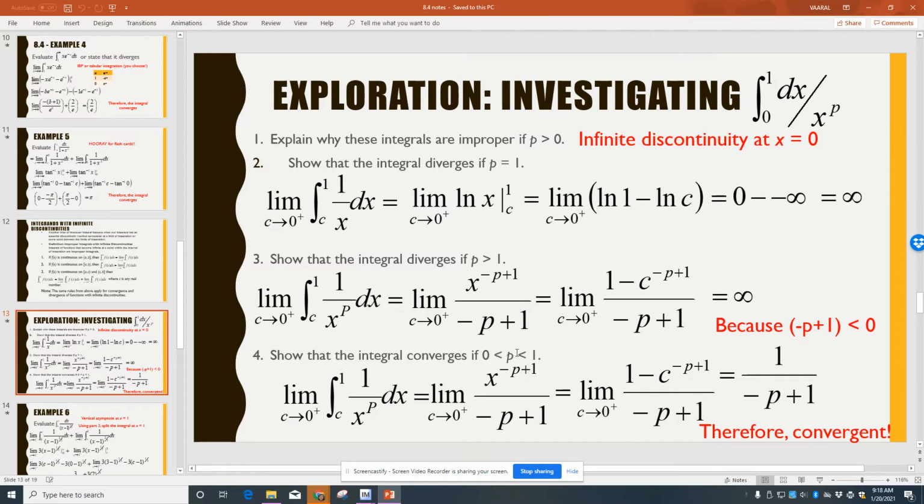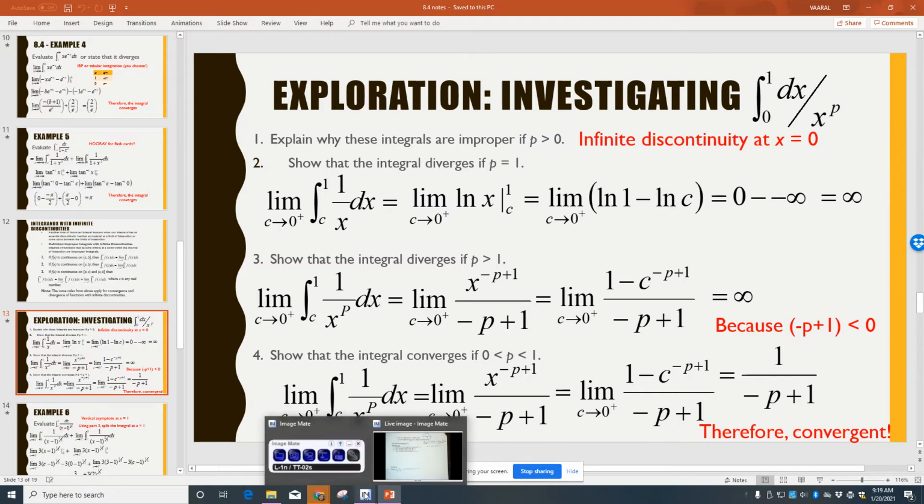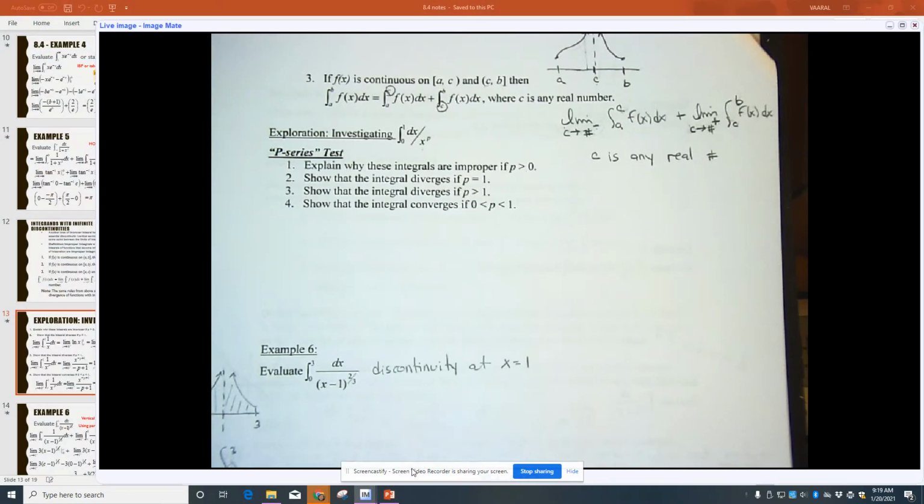And then down here, it's when p is between 0 and 1. So here's my antiderivative. If I'm taking the limit as c approaches 0, this is going to be 0. I'm going to end up with 1 over this value, p, which is between 0 and 1. So that's just going to be a number. So that will converge. Okay, so if you want to put this in your notes, maybe when you get to chapter 9, you'll remember it and it'll be familiar, but I can tell you for chapter 8, it's not going to come up.